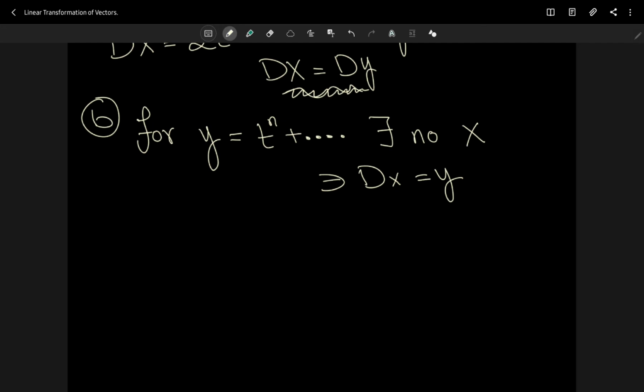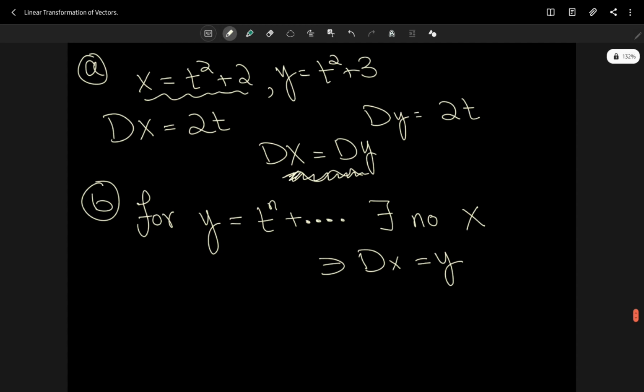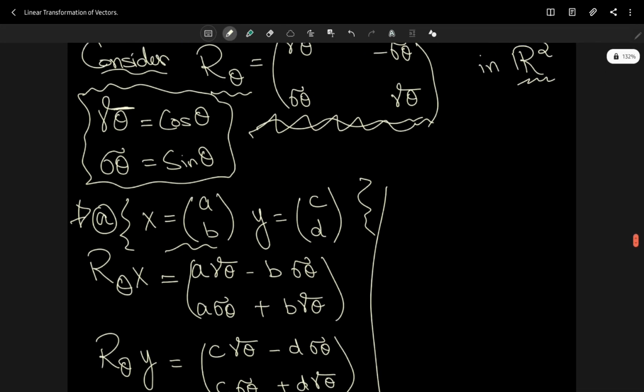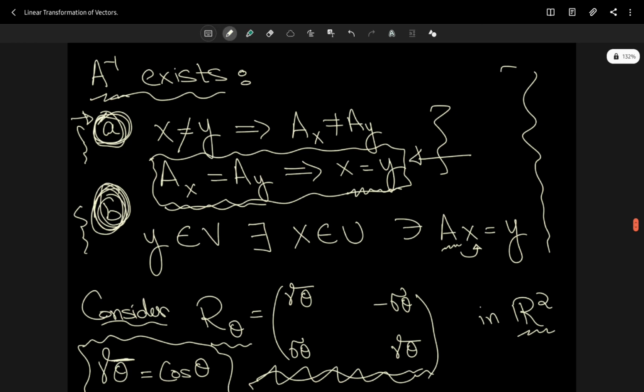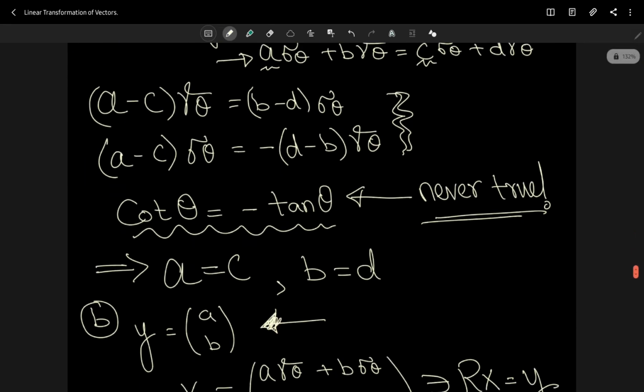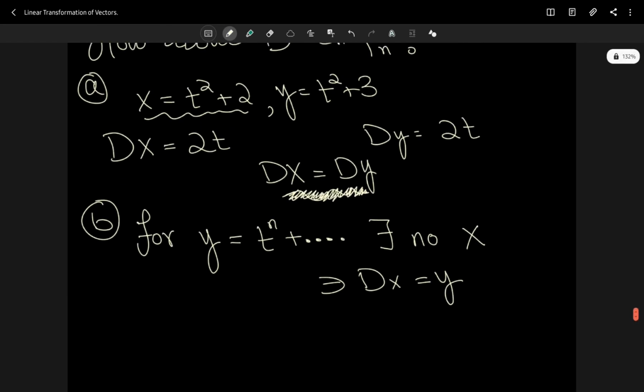And over here, I think I missed this. This thing is true, right? Of course, that's true. But if you go back over here, look at this definition, right? In this case for a derivative, Dx is equal to Dy. We just checked that. But this here says that it implies that x is equal to y, right? But if you go down and look at this, the function that we chose, x was t squared plus 2 and y was t squared plus 3.